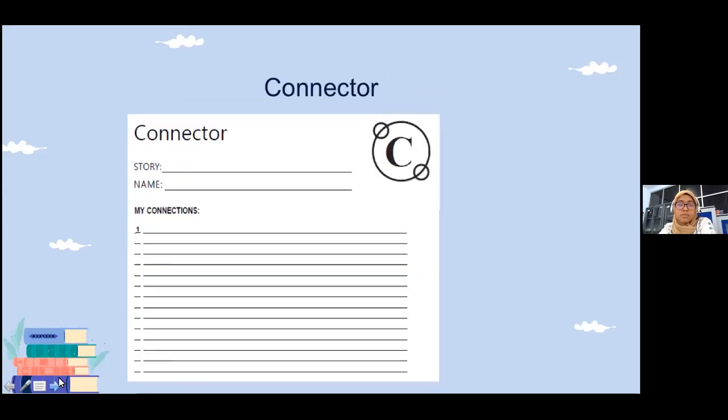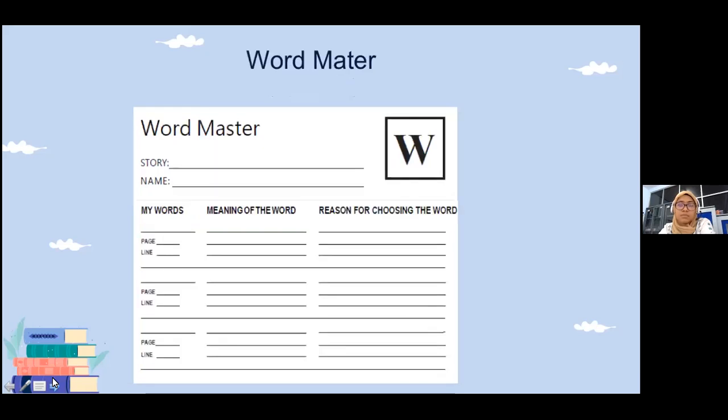For connector, he will be in charge of looking for connections between the story and the world outside. They also make notes about at least 2 possible connections based on their own experiences or the experiences of their friends, family, or 2 real-life events. And then the next role is word master.